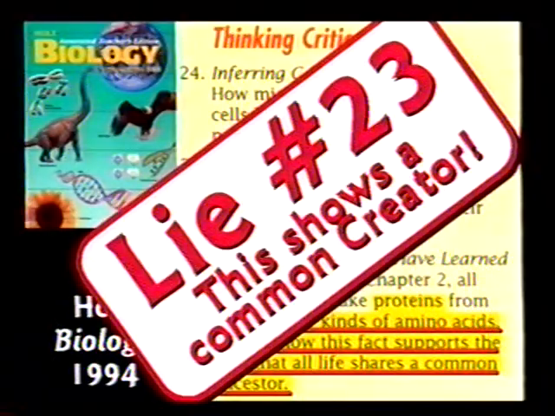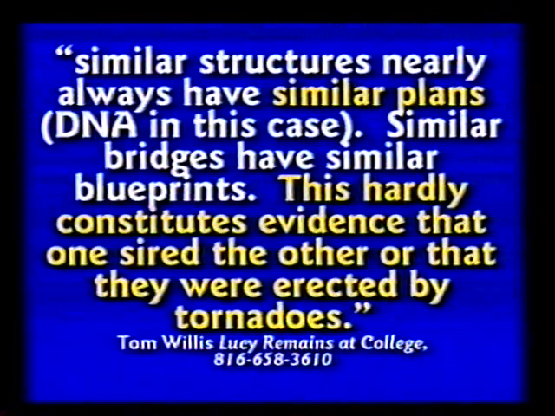This shows a common creator, not a common ancestor. Similar structures nearly always have similar plans. Similar bridges have similar blueprints. This hardly constitutes evidence that one sired the other or that they were erected by tornadoes, just because they have a similar blueprint. You know, the lug nuts from a Chevy will fit on a Pontiac. Similar design. Does that prove they both evolved from a Honda 18 million years ago? No. Same guys designed them.